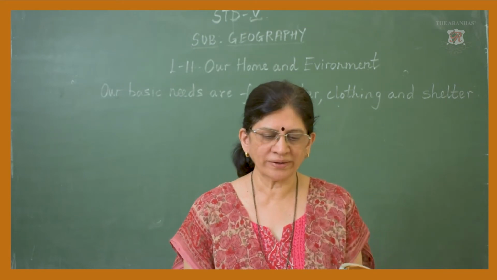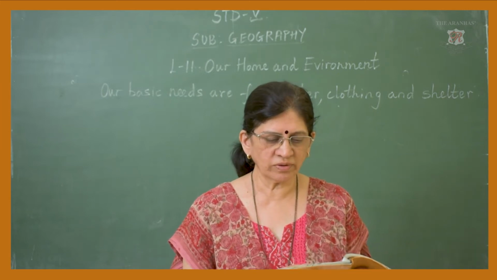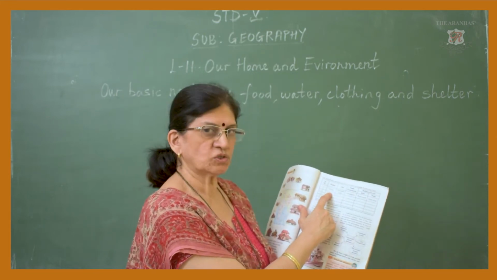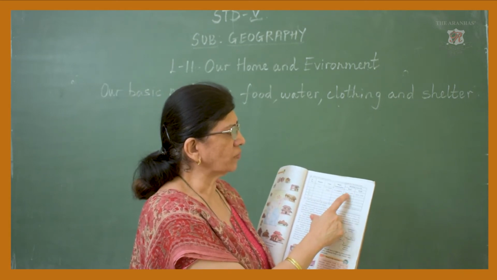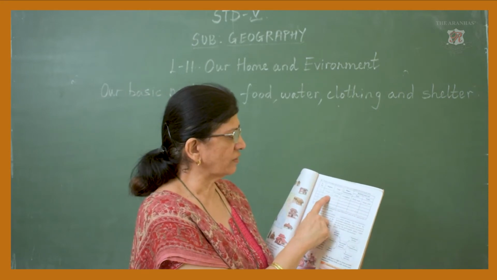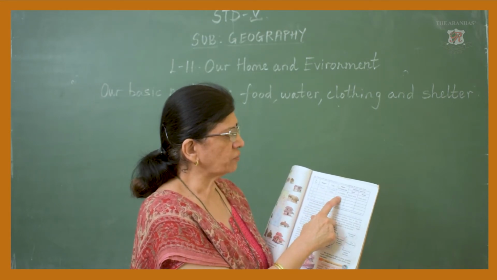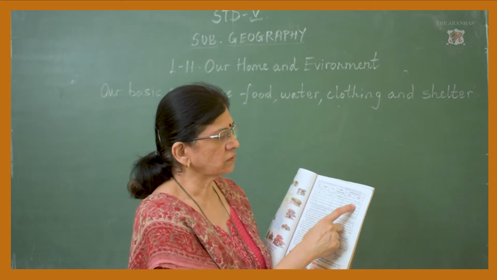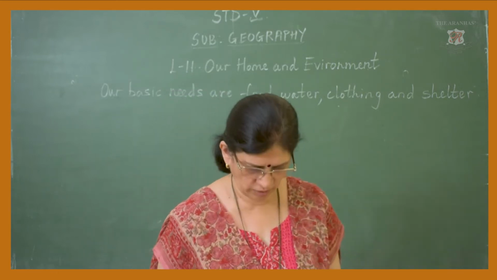Now observe the map and the pictures of houses and complete the following chart. They have given a serial number here. This is the table: serial number, region, type, shape and construction, building material used for roof and walls. The first one they have already done for us. Plains, flat roof house, shape and construction, rectangular. Then the roof is made of wood or earth and walls are made of stone and earth. Now let us see the other types of houses.